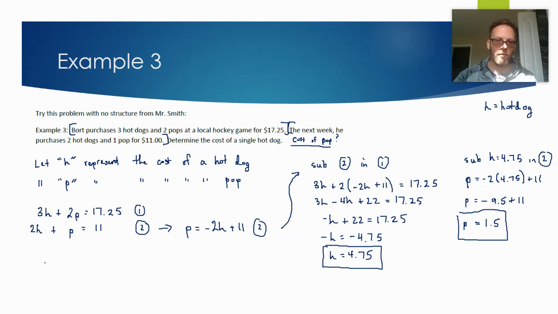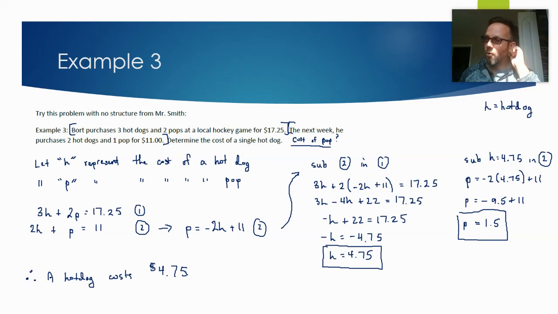Now I can make a concluding statement. Therefore, a hot dog costs $4.75. And I should say, honestly, if you just look at the original question, you're asked to find the cost of a single hot dog. We could have stopped after finding H. Just for completeness' sake, though, we found the cost of a pop too. And a pop costs $1.50.